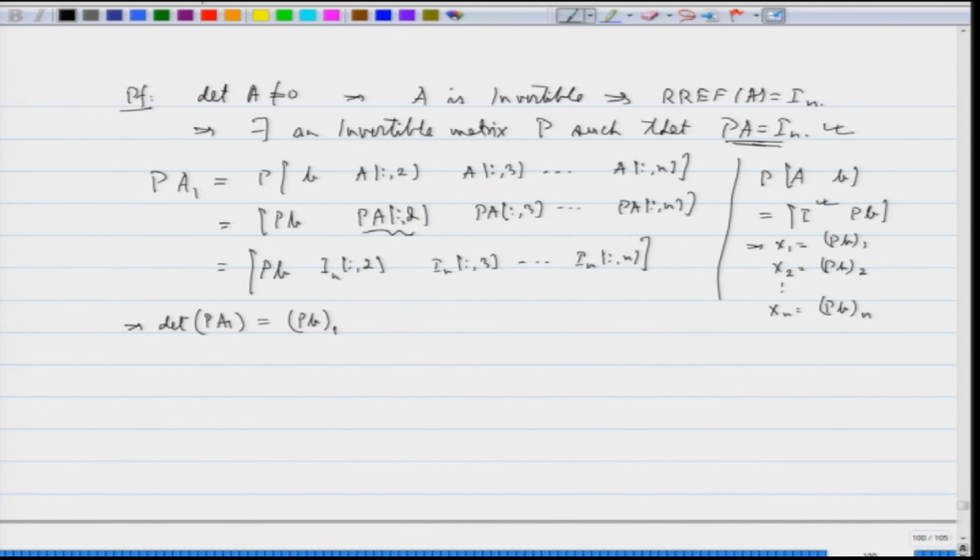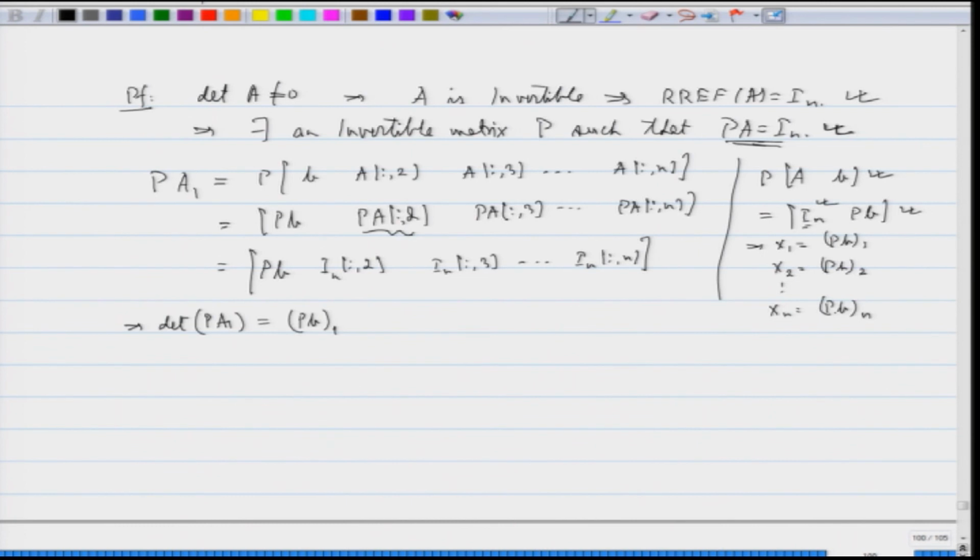Important. Again, understand that determinant of A is non-zero implies RREF of A is identity. It means that there exists an invertible matrix P such that P of A is identity. So, just multiply P to the augmented matrix, I get I and PB, and since there is an identity here, the system of equations has a unique solution given by x1 equal to the first element of PB, x2 equal to the second element of PB, and so on.